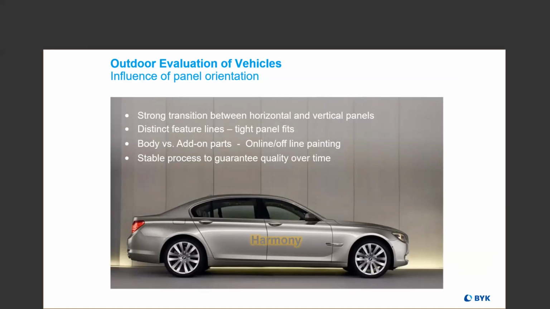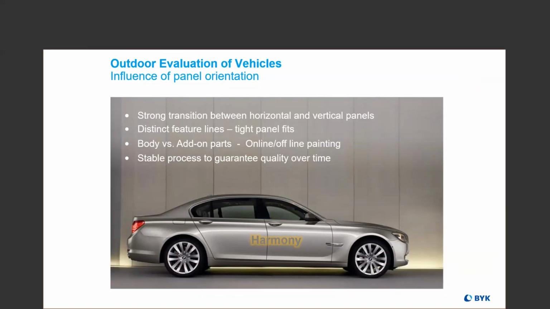So there are strong transitions between horizontal and vertical panels that you need to observe. Distinct feature lines and tight panel fits come into it. By tight panel fits, we mean the joints, the spaces between where the panels fit together. And the reason that's important is because when you're evaluating colors side by side, it's easiest to evaluate them when they're directly next to each other. It's much easier for our eyes to tell small differences in two colors when they're directly side by side. The larger the gap between those two panels or those two colors, the more difficult it is for us to tell the difference between them.